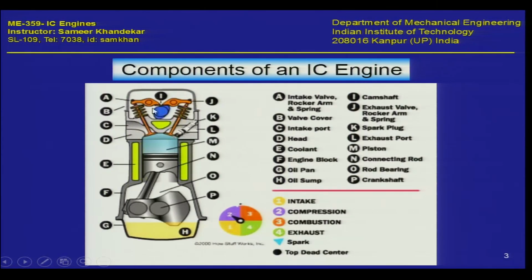C is the intake valve. D is the cylinder head, as I told you. So this is the top of the head, the cylinder head, for example. Okay, and then E is the coolant. You can see there is a coolant flow. These yellow portions are the coolant. They cool the cylinder liner.